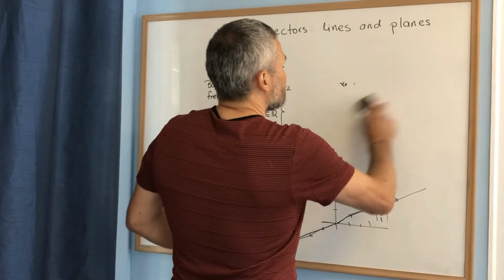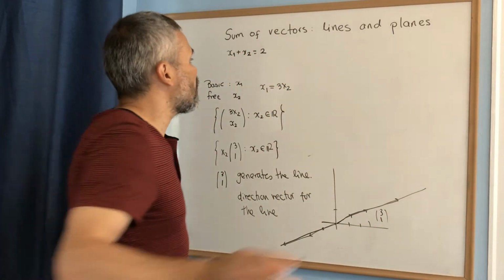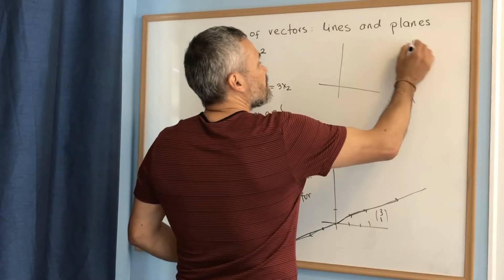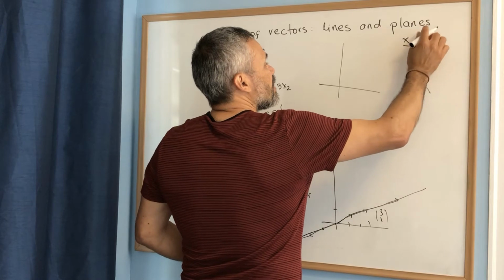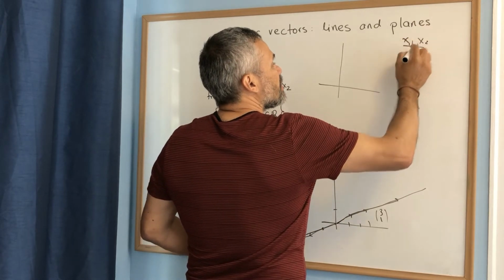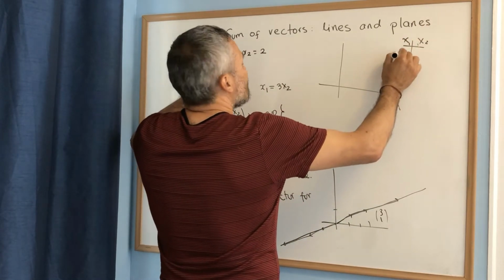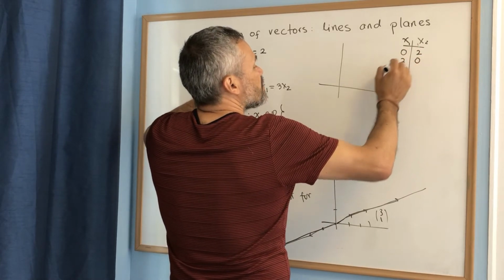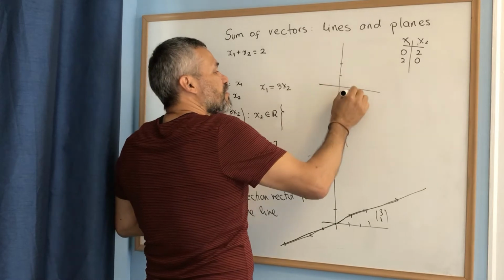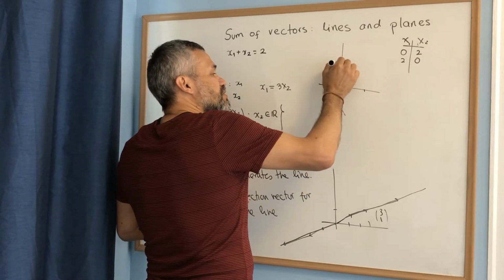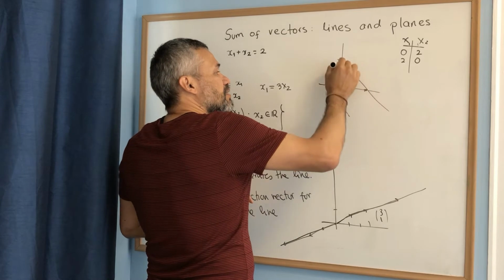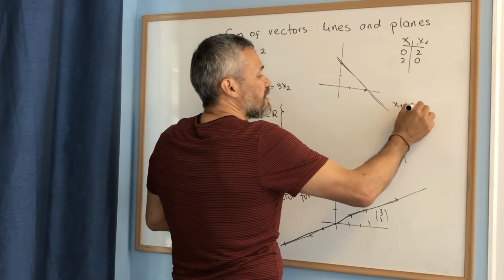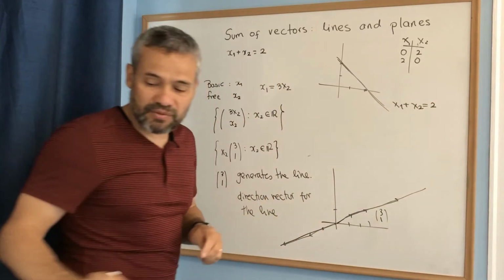Okay, let's continue with this example. In this case, we can pick 2 points to graph the line. If this is x1 and x2, then if x1 is 0, x2 is 2. And if x2 is 0, x1 is 2. The line goes through these 2 points. This is the line x1 plus x2 equals 2.